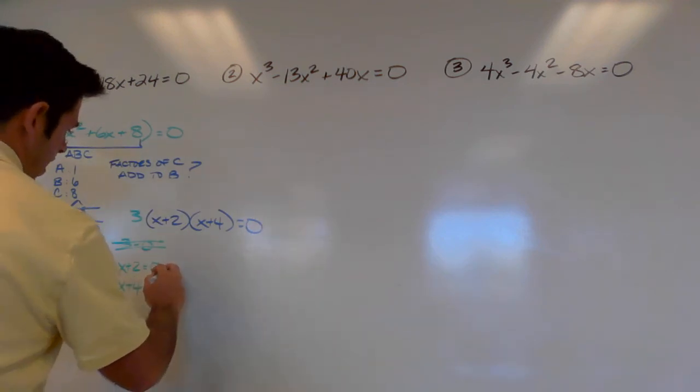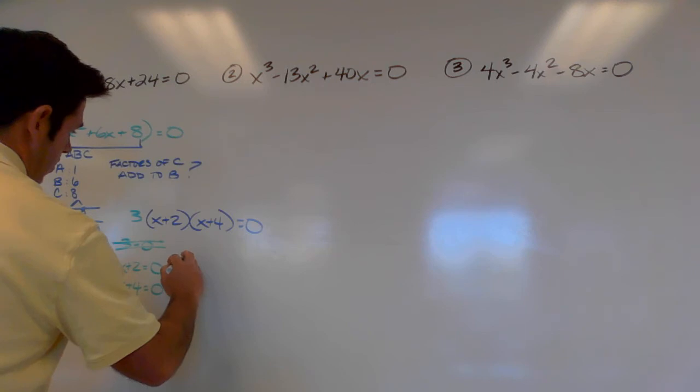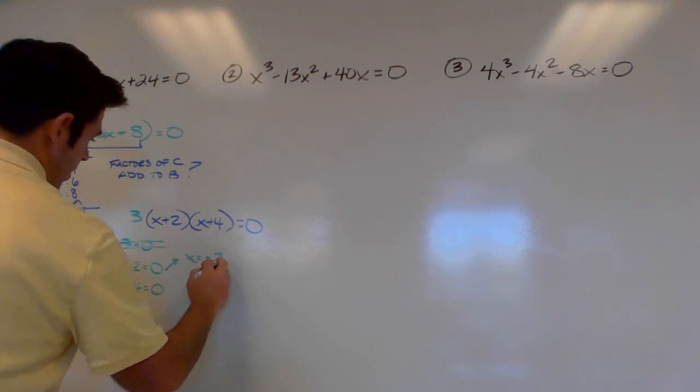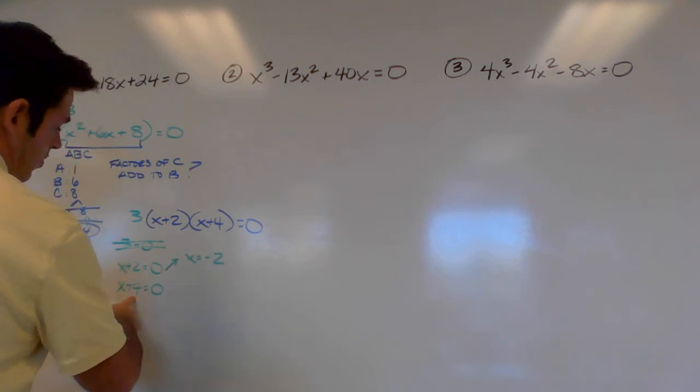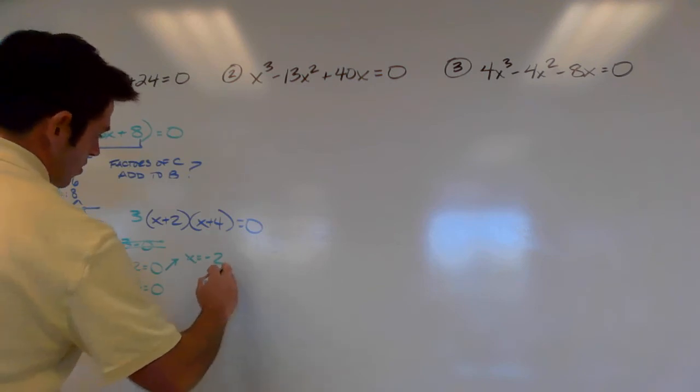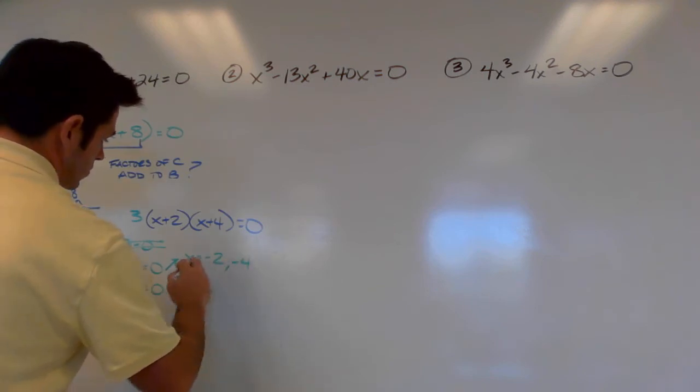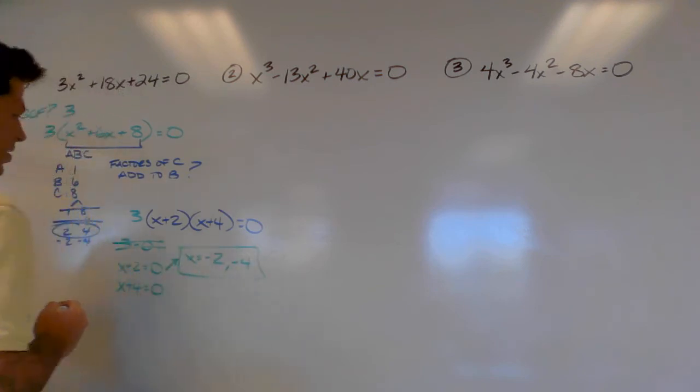We do, however, have two solutions here. We have x is equal to negative 2. And from this equation right here, x plus 4 is equal to 0, we would know x would be negative 4.